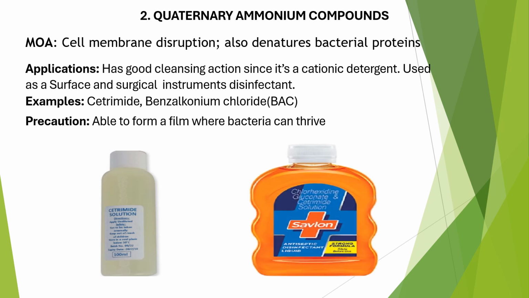And then Savlon. Savlon is a combination of chlorhexidine and cetrimide. Remember, chlorhexidine is a biguanide.